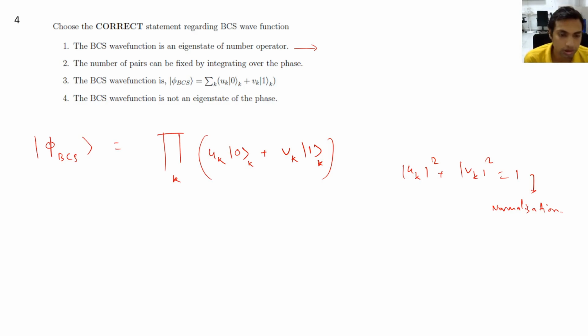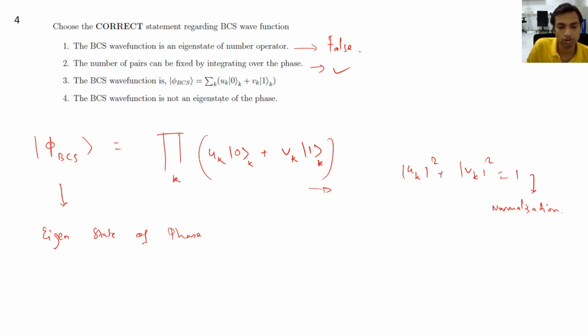Now, the BCS wave function is an eigenstate of the number operator. This is false, because from here it is clear that it is not an eigenstate of the number operator. The number of pairs can be fixed by integrating over the phase. That is true, because this is an eigenstate of the phase. So this is correct.